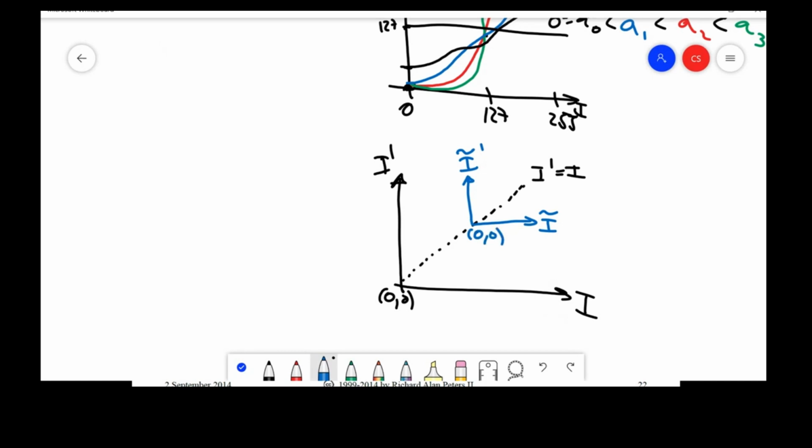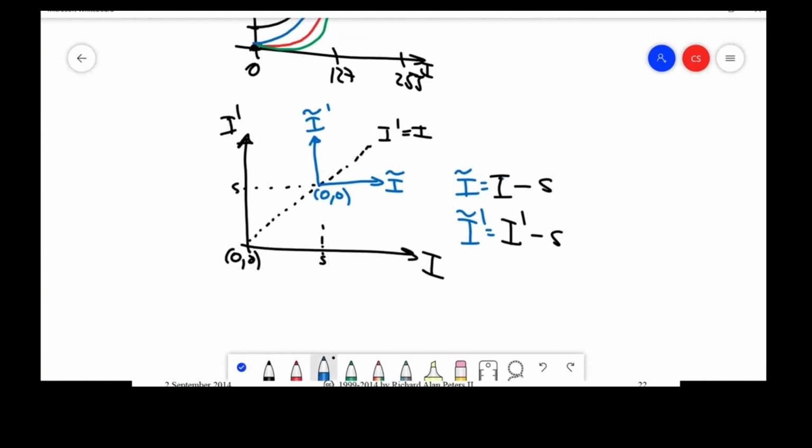How do I do that transformation? So I tilde is I minus some s. Let's shift it by s. And I prime tilde is I prime minus s. So I have a new coordinate system. In this new coordinate system that I have named with tilde, the relationship between these two images, input and output, is this one. So it is a very simple transformation. It is a line with a slope smaller than 1, because A is between 0 and 1.